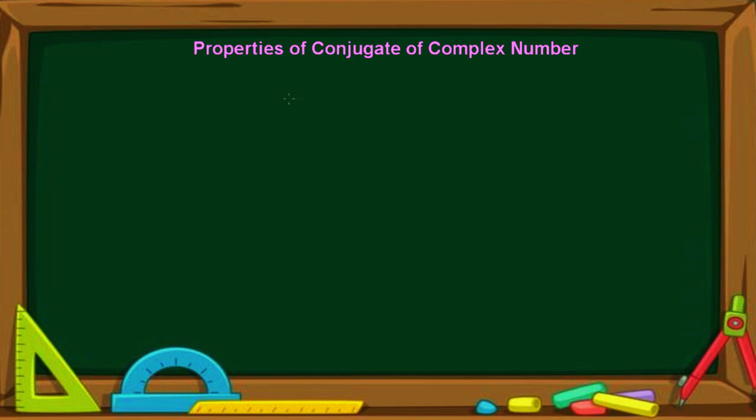After learning the conjugate of a complex number, we need to learn a few properties of conjugate numbers, which are very important. You must understand, you must learn, you must know those properties of conjugate numbers, all right? For that, let me take an example of a complex number.